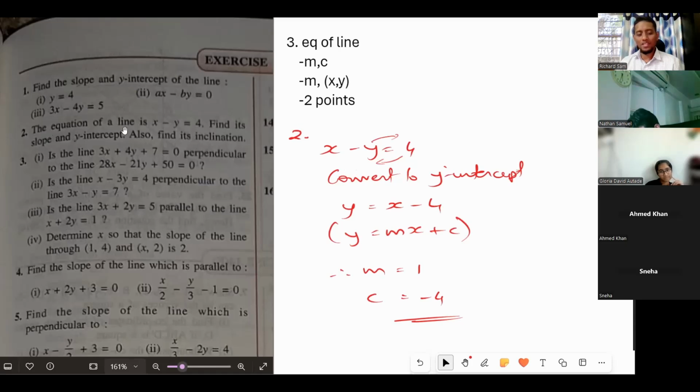So what was the thing? If they've given an equation of a line like x minus y is equal to 4 and they're asking to find its slope and y-intercept, you have to convert this equation into the y-intercept form, that is, make y the subject. So y is equal to x minus 4 is what we get. This is comparable to the y-intercept form, which is y is equal to mx plus c. So m is what is multiplied with x, that is 1, and c is the number part, which is minus 4.